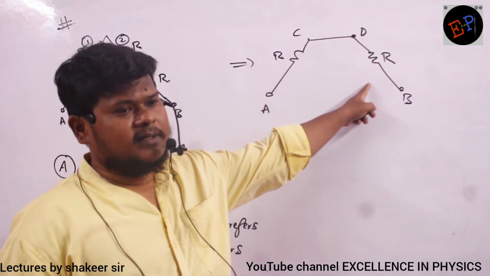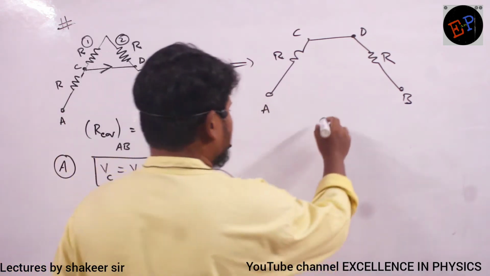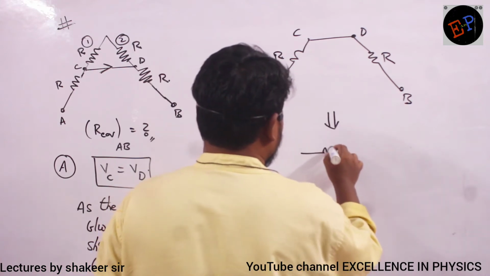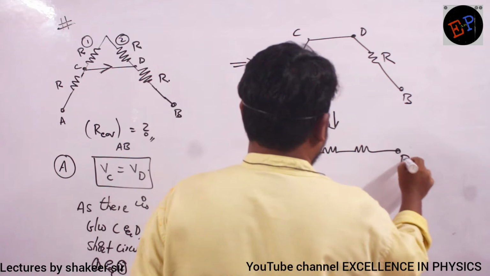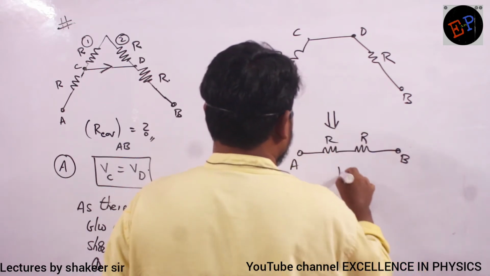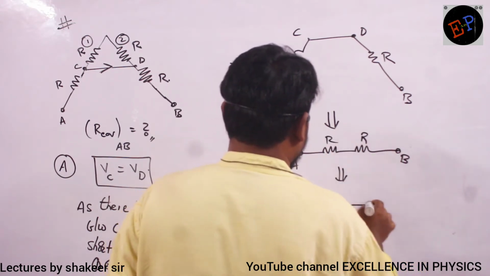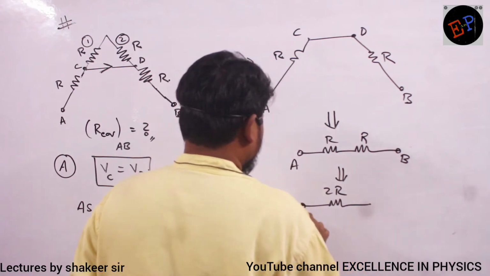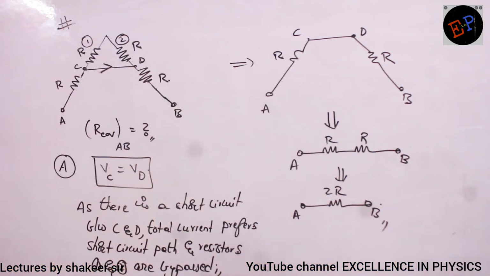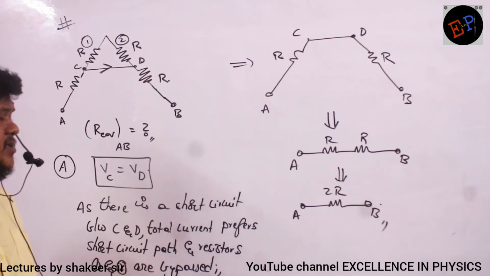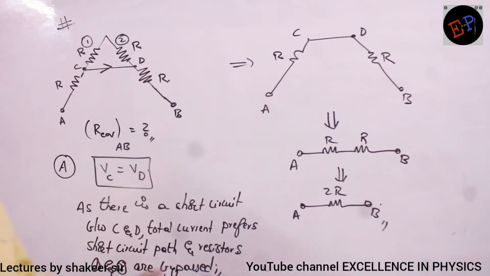R and R, they are connected in series connection. So therefore my equivalent circuit is this much. Clear, no? So A, B, R, R. So therefore it is 2R. This is the equivalent resistance between A and B. That's all. Clear, no, ma? This is one method in which we can understand this one. Okay? Make a note first of all.